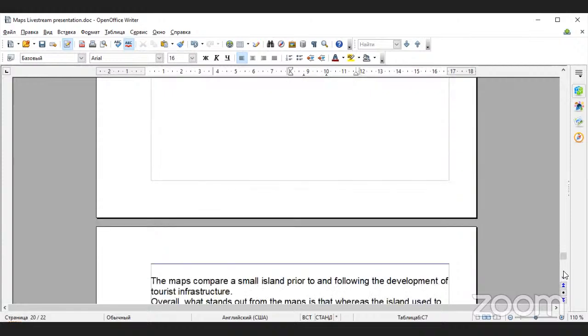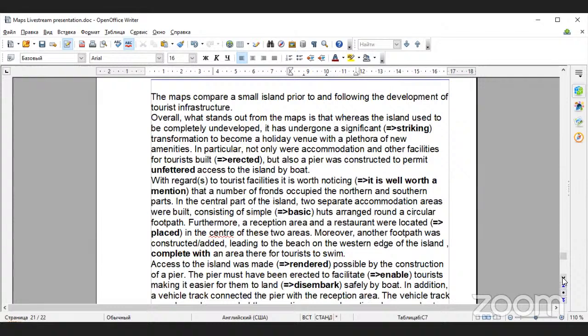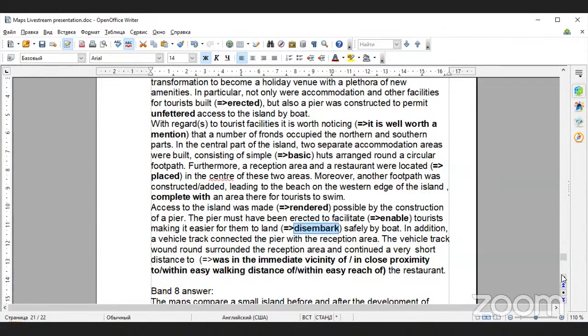Then in 2020, I looked at it and thought, okay, I don't use enough advanced vocabulary, and instead of significant transformation, I changed it to striking transformation. Facilities were built, were erected to permit unfettered access, good expression, simple huts, basic huts, or it was made possible, it was rendered possible, to facilitate, to enable, to lend, to disembark. So I added some nice, clever words. That was my style back in 2020, or within the immediate vicinity.